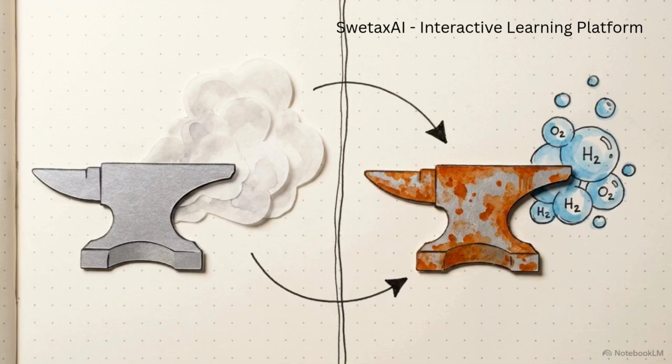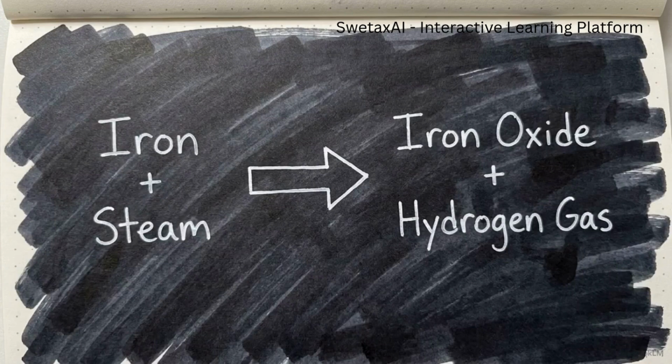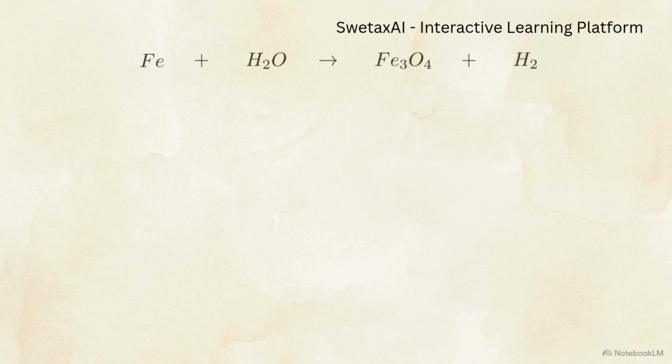Consider the reaction between iron and steam to create iron oxide and hydrogen gas. We can represent this change as a basic word equation, listing our starting reactants on the left and the resulting products on the right. When we translate those words into chemical formulas, we get a skeletal equation. But look at the numbers.